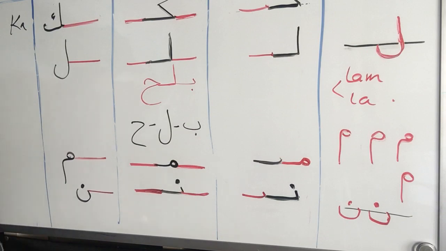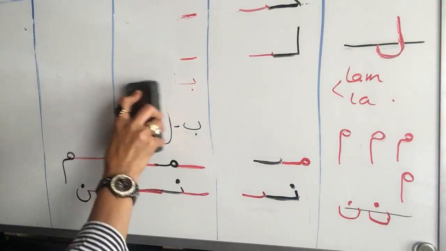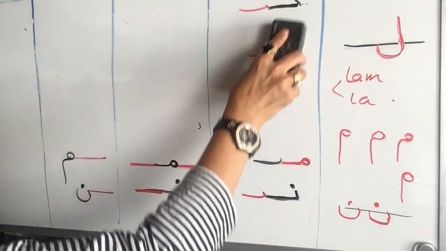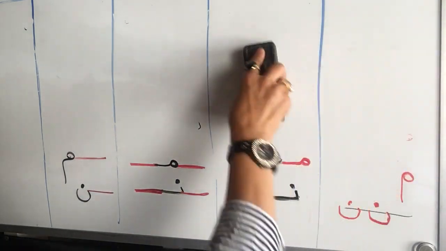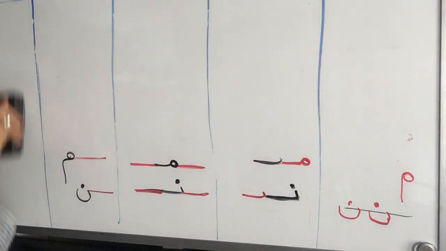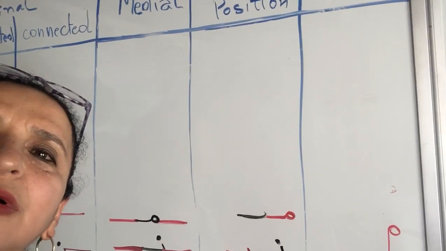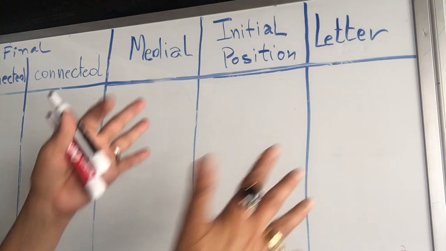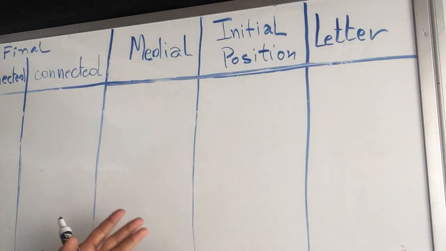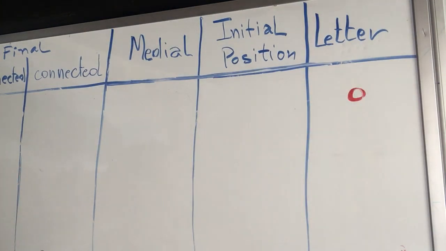So I'm going to erase this and do the last two: kaf, lam, mim, nun, ha, wa, ya. Ha, wa, ya. So ha and wa and ya. Okay, guys, let me go up here. Ha by itself is just a circle on the line. It's like a zero. This is ha.